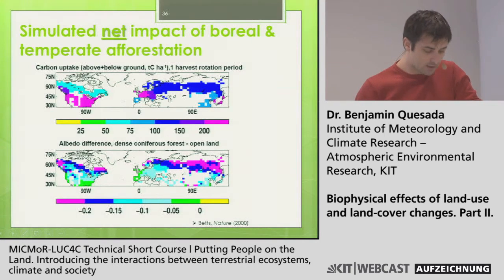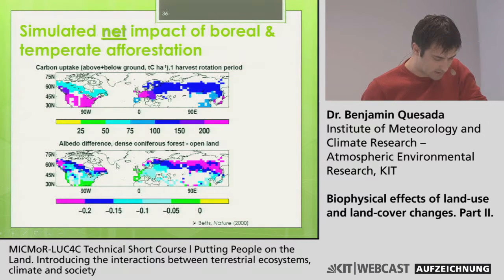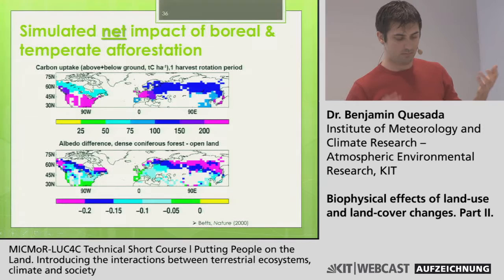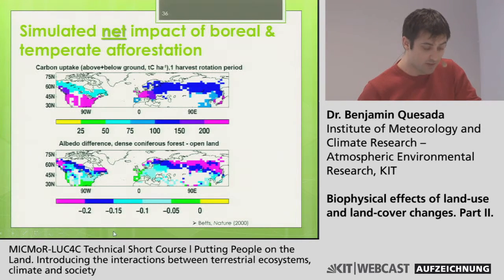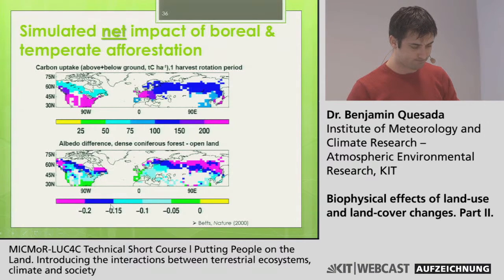But you have a biogeophysical adverse effect, that is the decrease in albedo, because forests are dark. So what is the additive effect? What is the net impact of temperate afforestation?